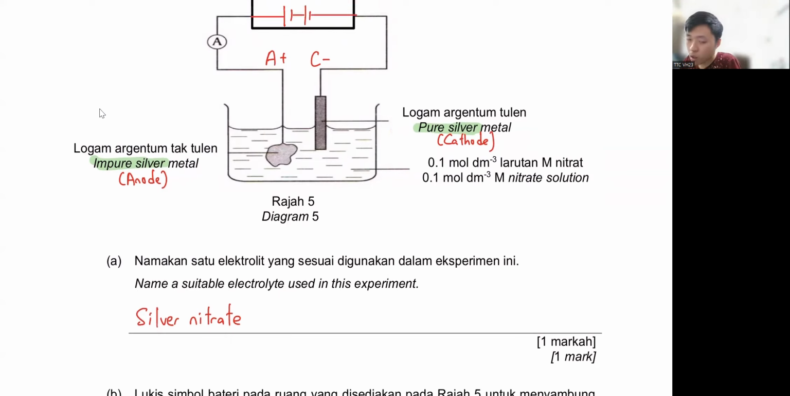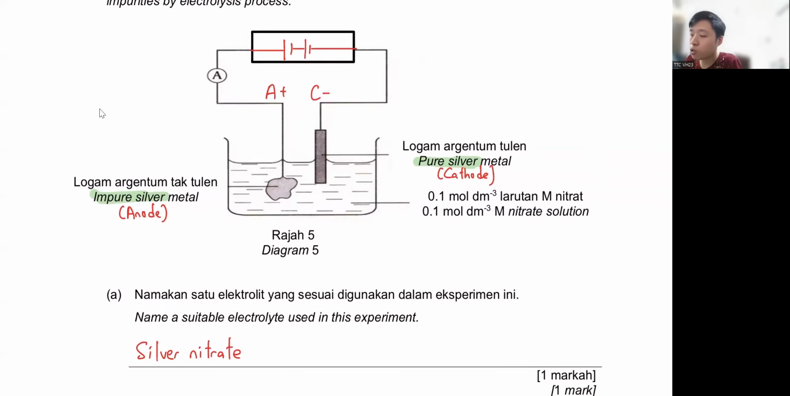B just asks you to draw the battery. You need to show the longer line. Longer one is positive, shorter one is negative.